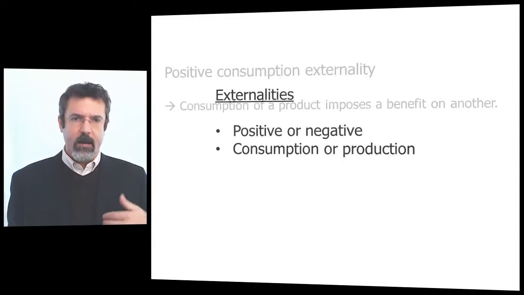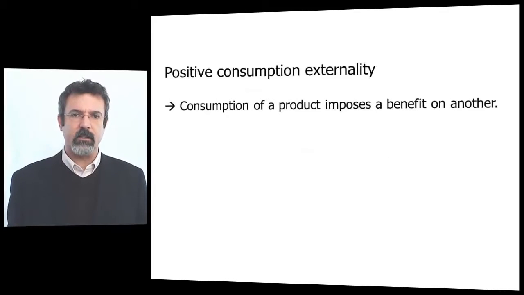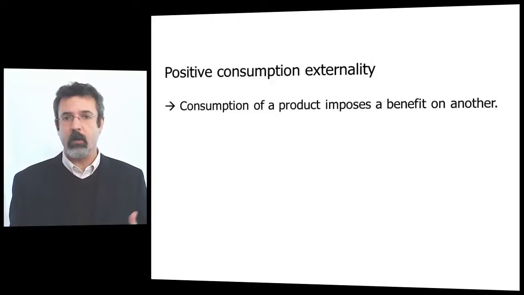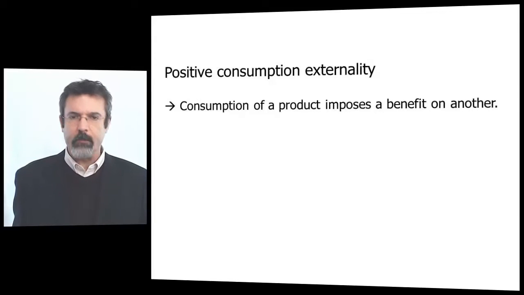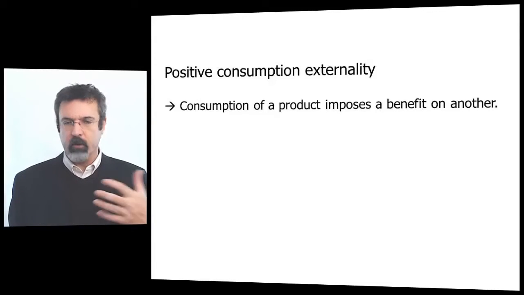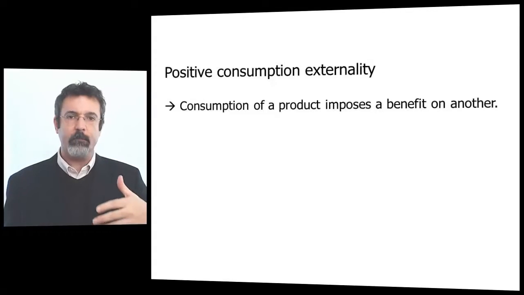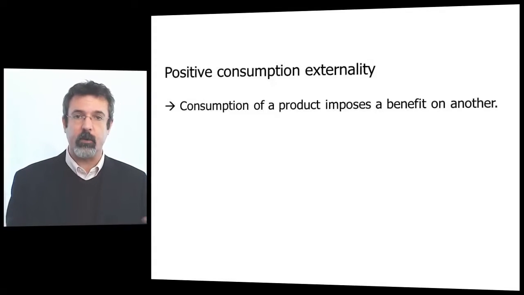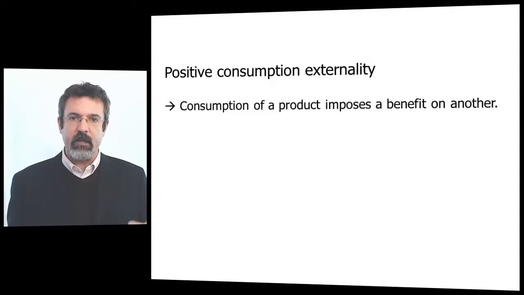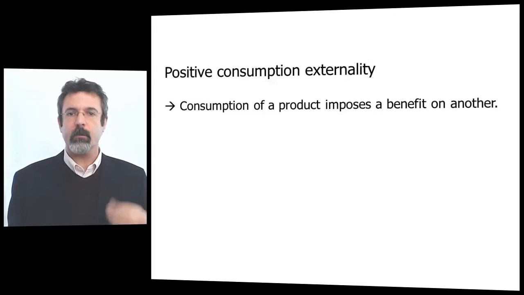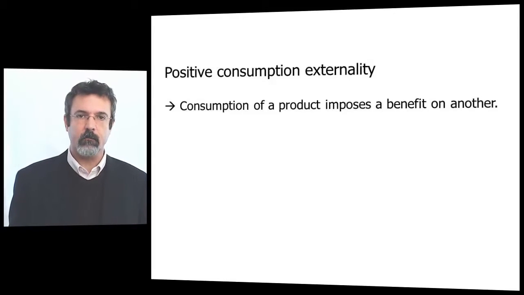A positive consumption externality is the imposition of a benefit on others due to the consumption of a product. For example, if someone wears some perfume that smells nice and the smell is imposing a benefit on people around this person, the benefit is arising because of the wearer's consumption of the perfume. We call this a positive consumption externality.